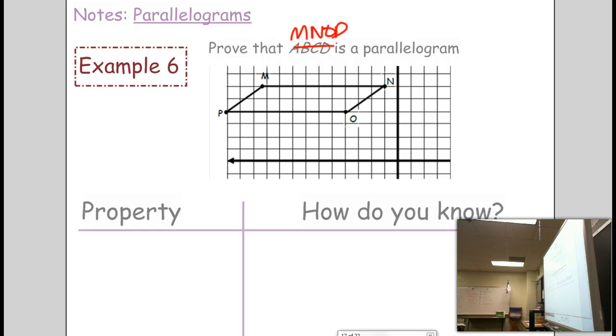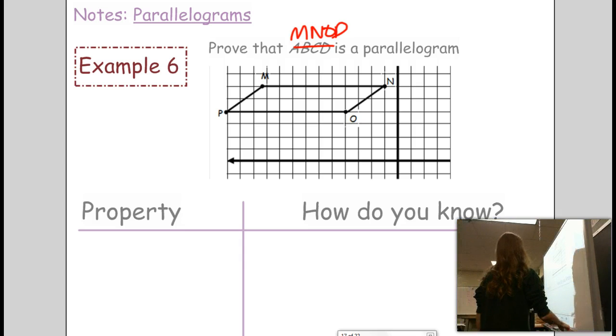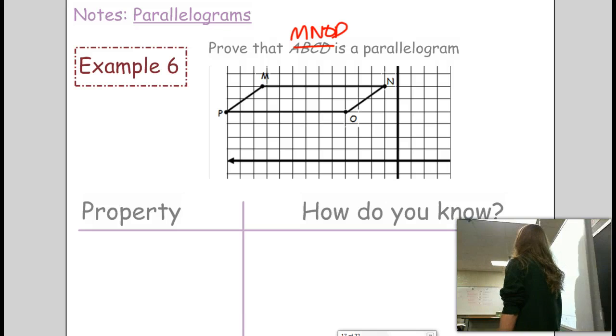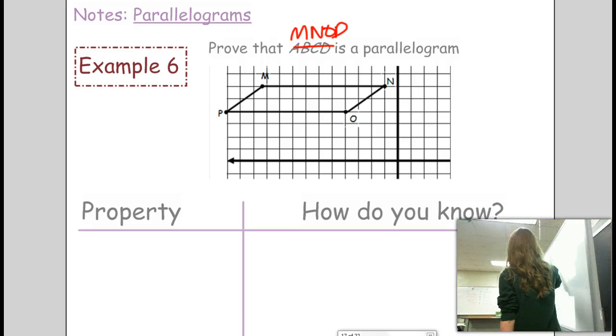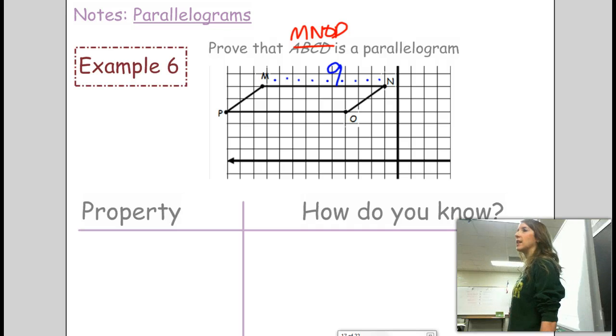So I hand you the shape. I say, hey, can you let me know if this is a parallelogram or not? How would you check? Check the properties. Dimitri, how long is MN? Count. Use your finger. 1, 2, 3, 4, 5, 6, 7, 8, 9. Awesome. MN is 9.